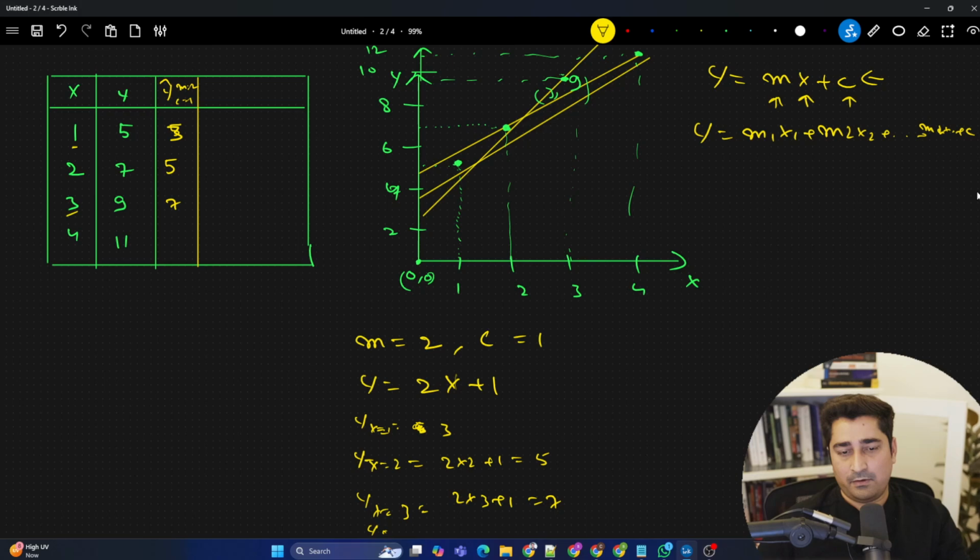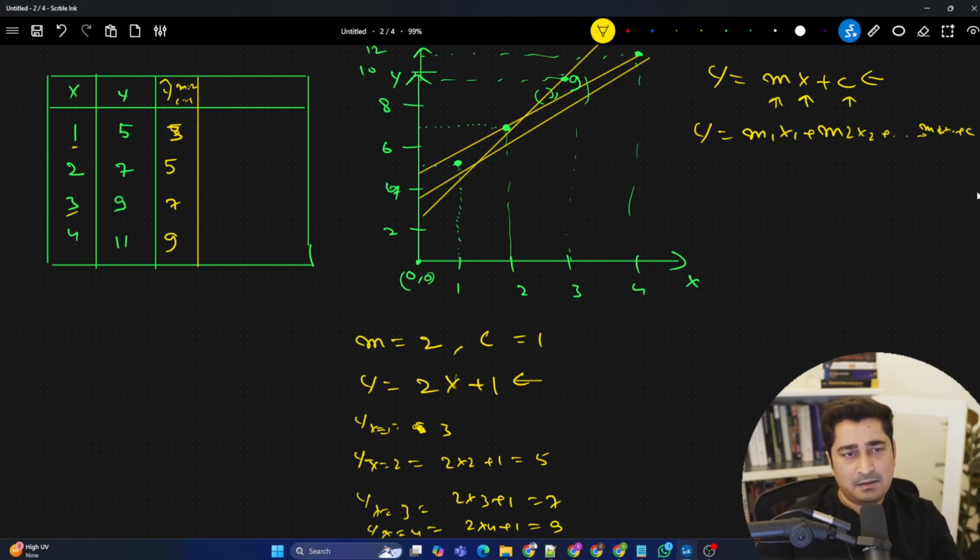Now y when x is equal to 4. So here 2 into 4 plus 1, so it's going to be 9. Now this is the y prediction. So based on the equation which I have chosen, based on the m and c that we have taken, this is the value of prediction y hat. It's called y hat, right? Y hat simply means that it's a prediction that we are trying to find out.